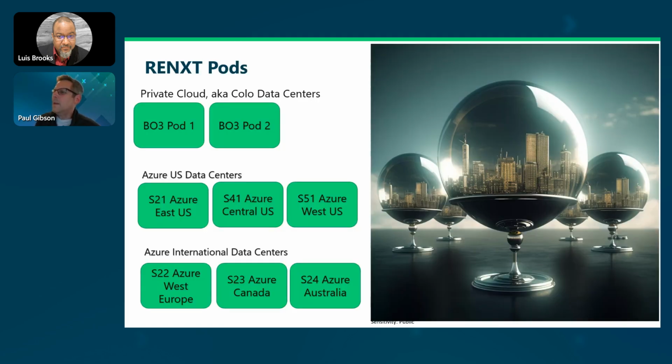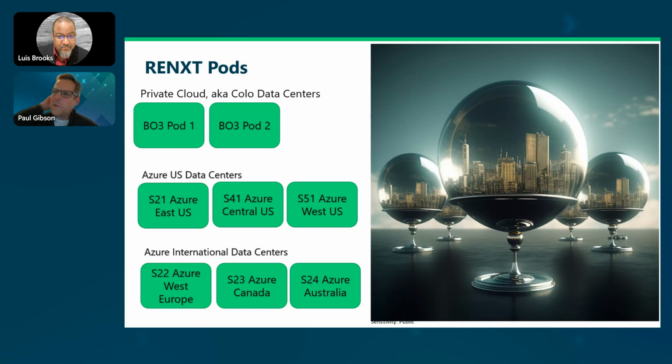So to make it a little more concrete, when it comes to Razor's Edge, we currently have 8 pods, and these pods live in different data centers. So in our Colo data center in Boston, the so-called BO3, we have 2 pods. And anybody who was spun up for Razor's Edge when it first came out circa 2015 or so probably started off in these pods.